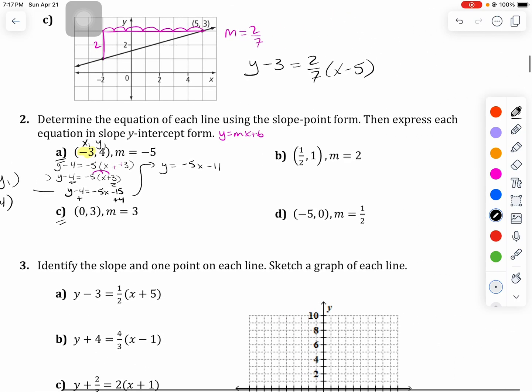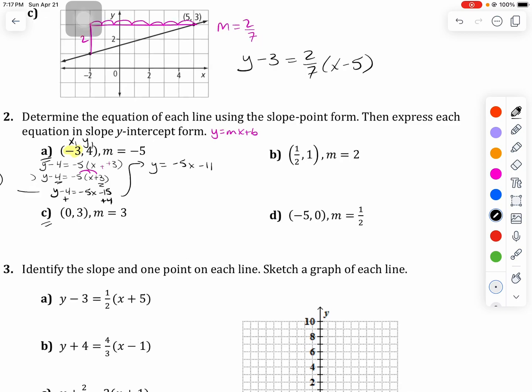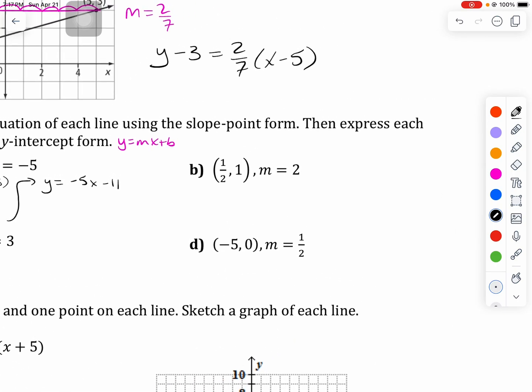Okay. Question B looks a little bit scarier. Of course, it's the same thing, a point, x1, y1, and our slope. So y minus 1 is 2 times x minus a half. There's our slope point form. And now if I want to change this into y equals mx plus b, I'm going to multiply those through. And I know that I'm just multiplying numerators and denominators.